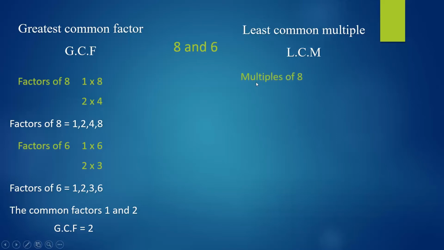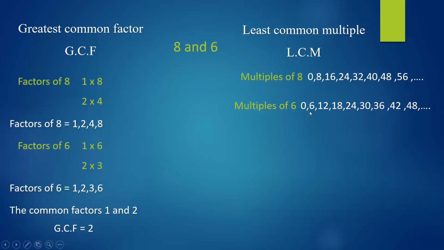Let's see how to calculate the least common multiple. Multiples of 8, skip counting by 8: 0, 8, 16, 24, and so on. Multiples of 6: 0, 6, 12, 18, 24, 30, 36, and so on. So the common multiples are 0, 24, 48, and so on. But for the least common multiple, don't tell me it is 0. Skip 0, we start after 0. The least common multiple is 24.